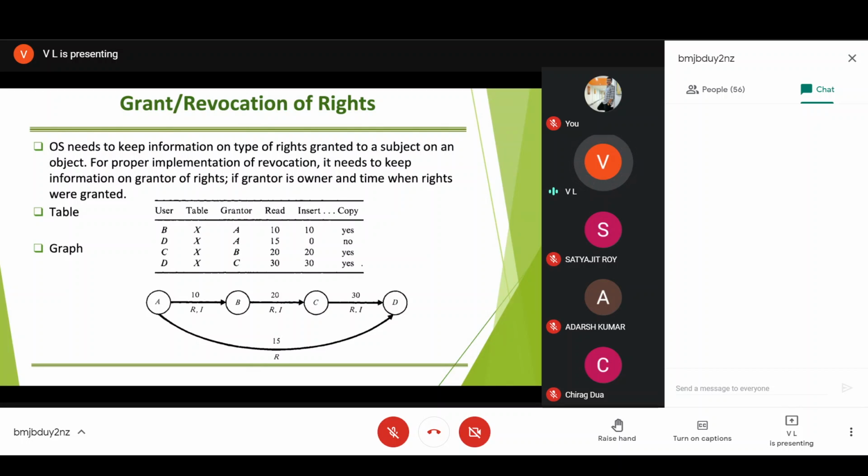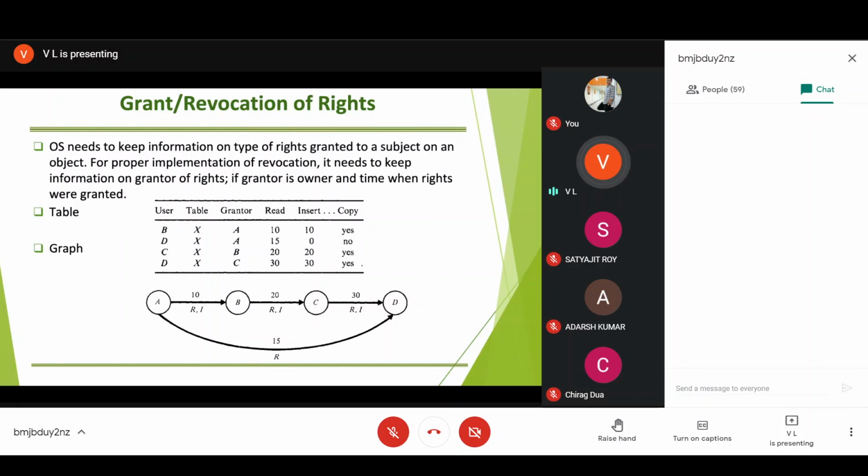So on table X, A granted right to B, and the rights that were transferred were read, insert and copy. But for B, the rights were given with read and insert only, it was not allowed to copy. And at time 20, B granted, because it received the rights from A, and it granted to C. Similarly, C granted it to D. Now B and C can be granting this right only, I think it was with the copy option. I don't recall it right now. Anyhow, in this particular case, they were allowed to delegate their rights.